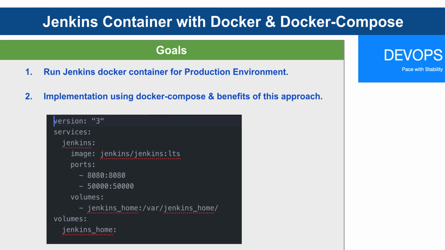We are going to run the Jenkins Docker container for our production environment. And the second one is we are going to implement it using Docker Compose, and then we'll also discuss the benefits of using Docker Compose over the Docker run command.